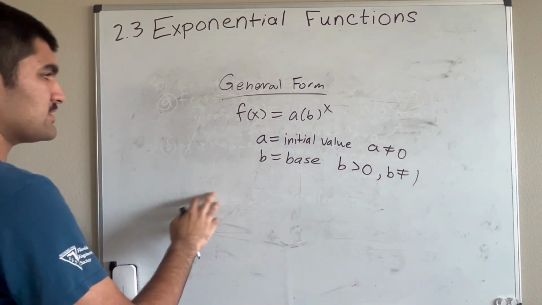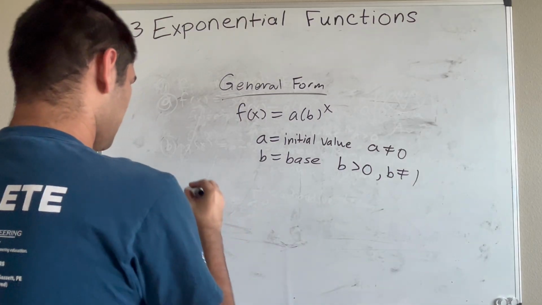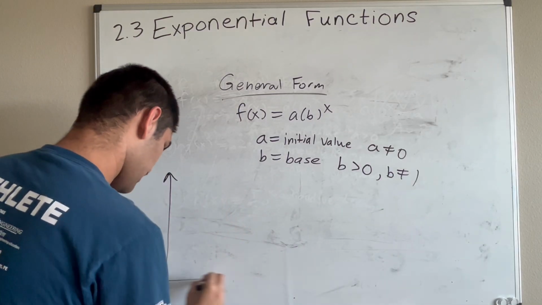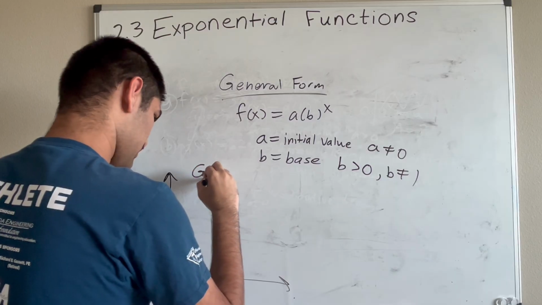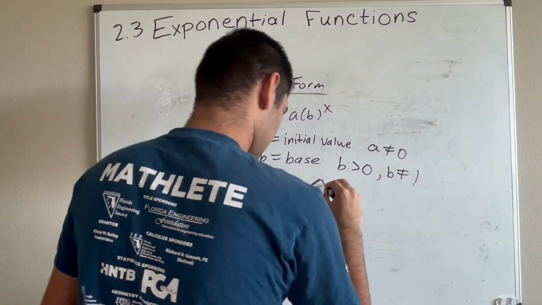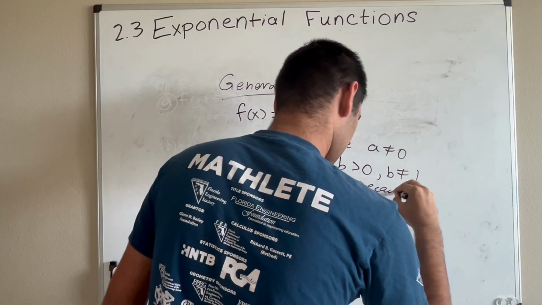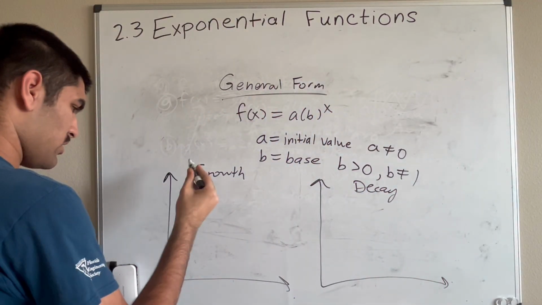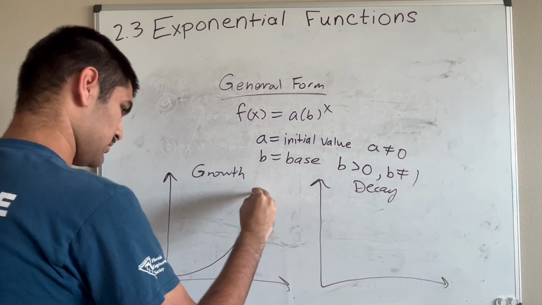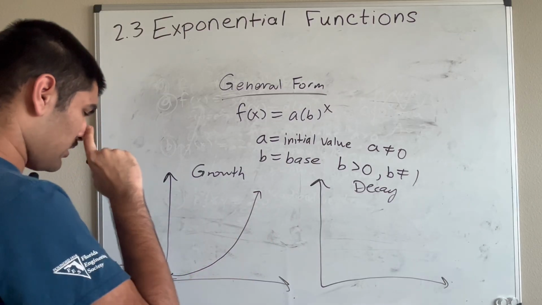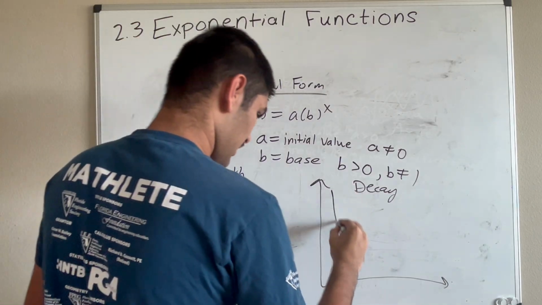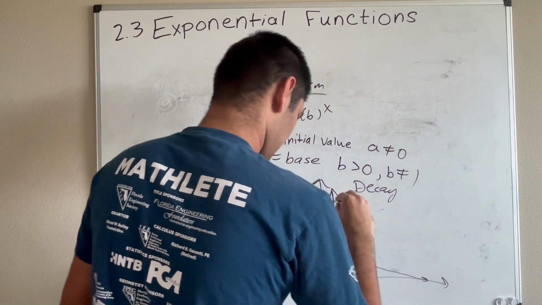And then there are two main types of exponential functions. We have exponential growth, and we have exponential decay. For exponential growth, the graph looks something like this. And for exponential decay, it looks like this, right?